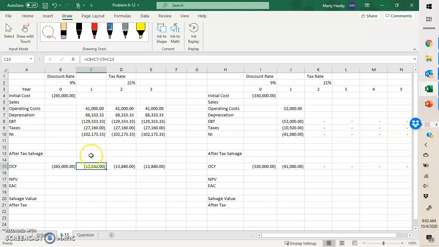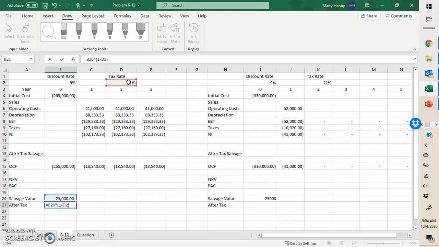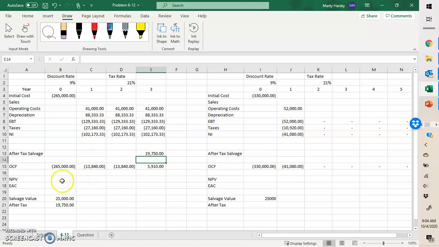Then I have it set up to add in the salvage value after I calculate that. So salvage value is 25,000. Both of them are 25,000. We take the 25,000 and multiply it by 1 minus the tax rate, which is 21%. So the after-tax salvage value is 19,750. I come over here and it equals, and I pull from the after-tax salvage value. So now I have all my cash flows for Techron 1.